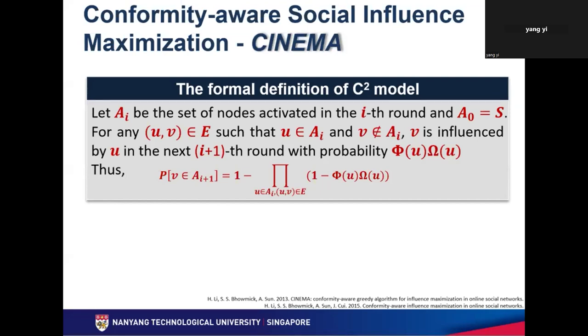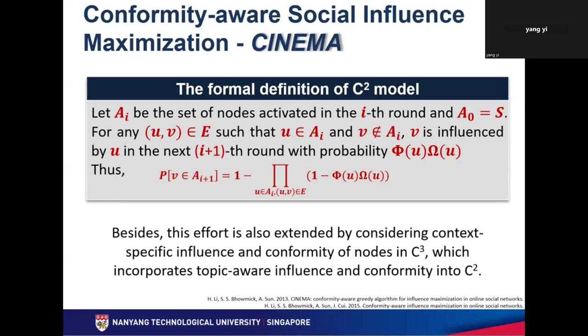Then the probability of influence from U to V can be proportional to the product of phi U and omega V. So we can model the probability for U, or a series of U, to influence his friend V using this function, as one minus the product of this kind of equation. Following this, we have taken into account the conformity factor, and based on it, we can use this model to evaluate whether V can be influenced by U, following the procedure for computing the influence function sigma, right? So using this model, we can compute the conformity-aware influence function.